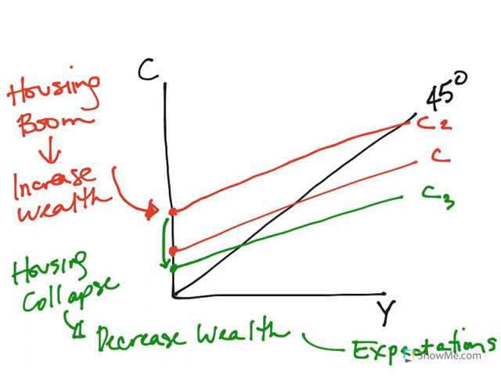So again, you can see it play out in the real world where our autonomous levels of consumption were severely impacted by first an increase in wealth because of the housing boom, and then of course the corresponding decrease in wealth and negative impact on our expectations once that housing market collapsed.